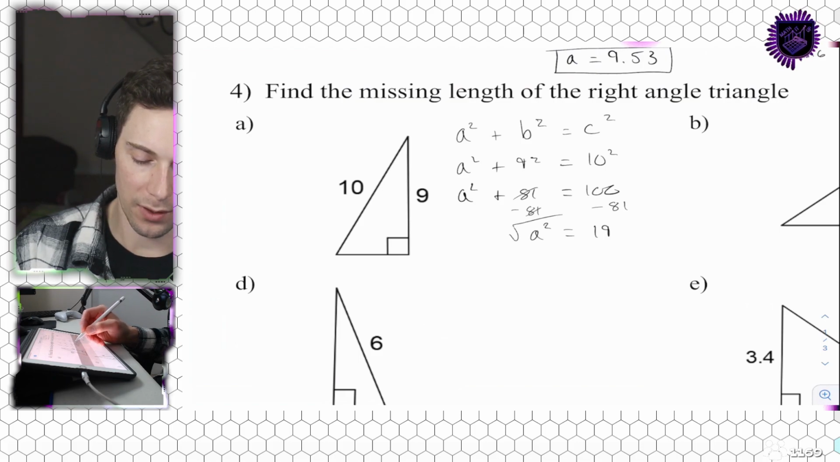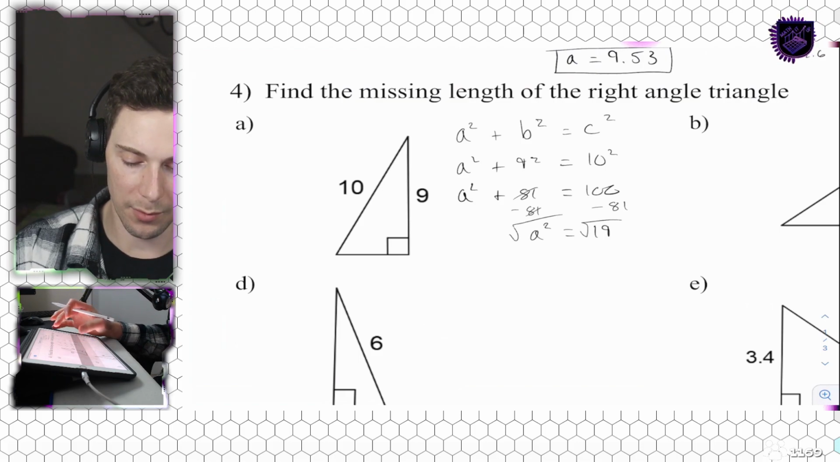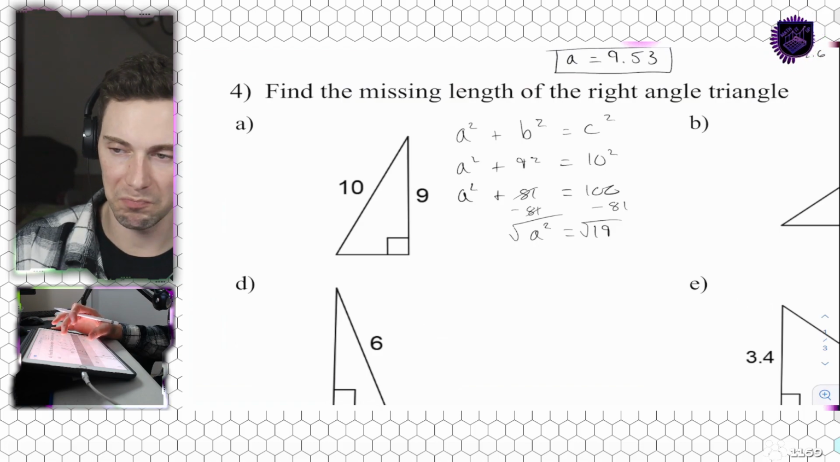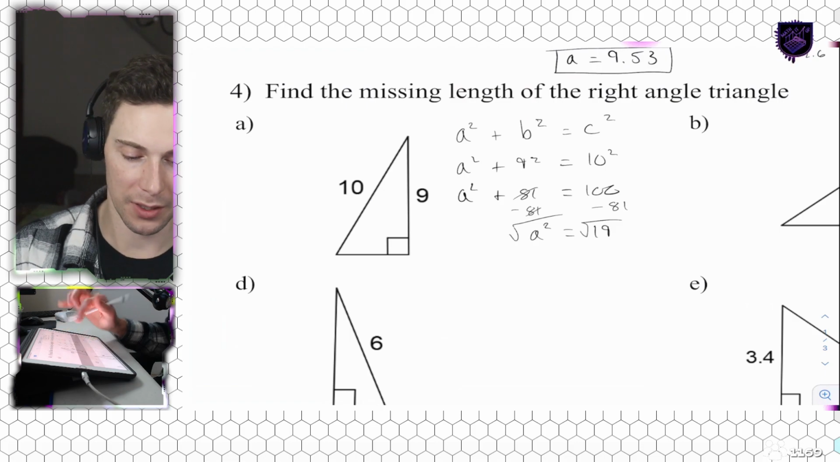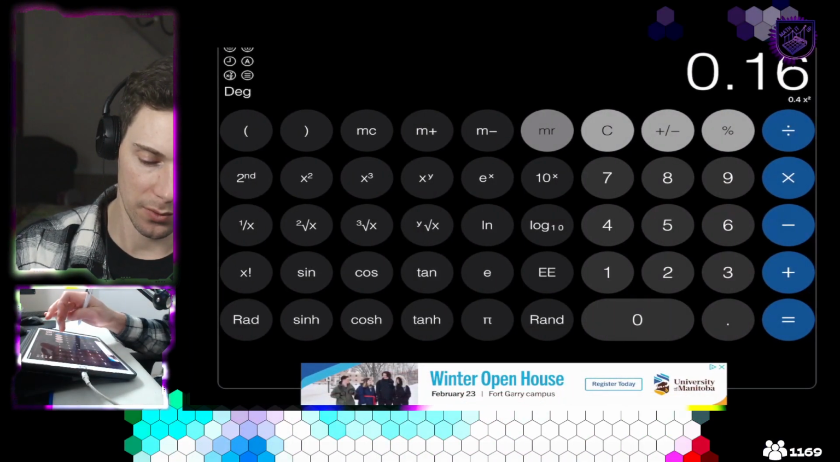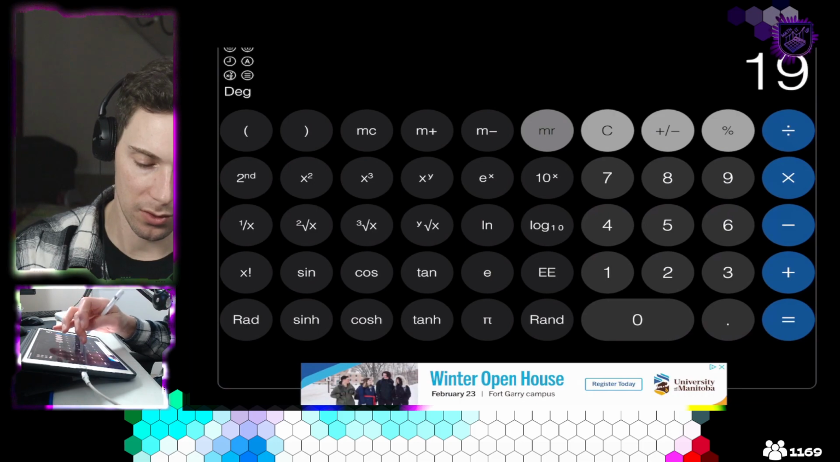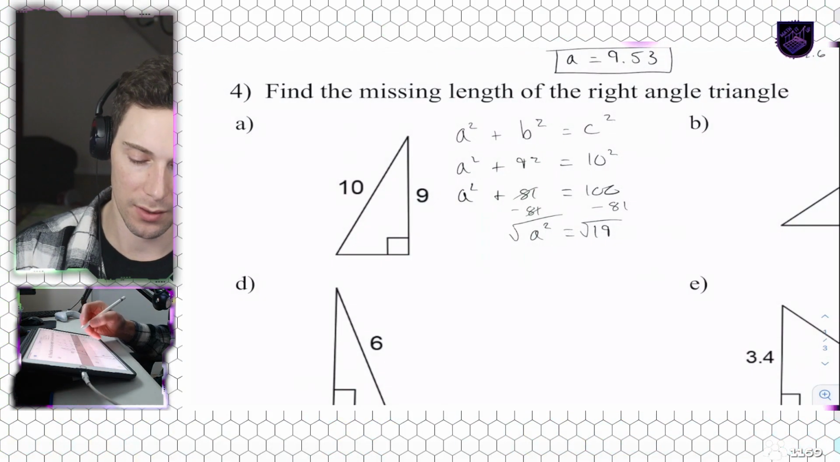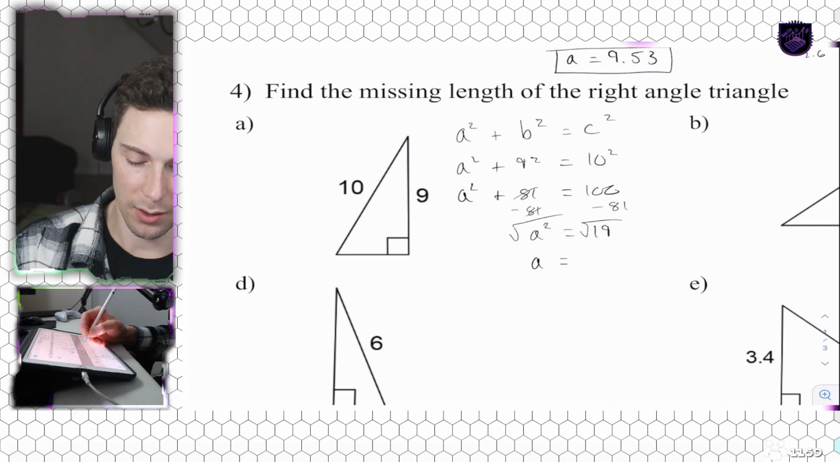and then we have to find the square root of both of these numbers, which will be the square root of 19. Let's see. Let's go 19 square root, 4.35. A is equal to 4.35.